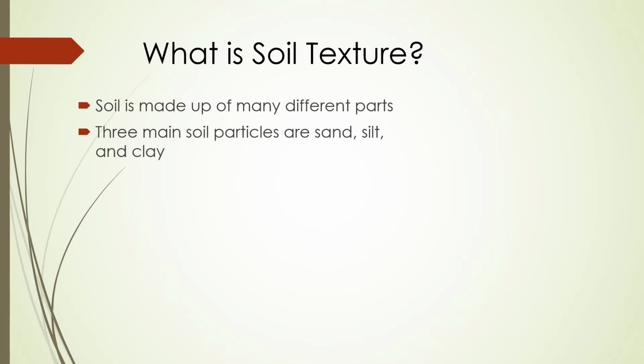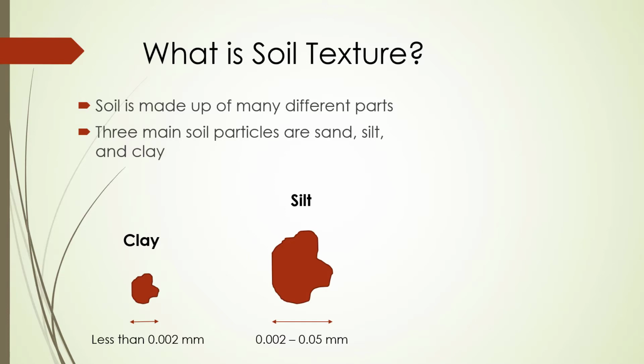Now there are three main sizes of soil particles that are used to determine a soil's texture. The smallest of the three is called clay. Clay particles are extremely small and can only be seen under a microscope. The middle-sized particles are called silt. They're still very small, but they're larger than clay.